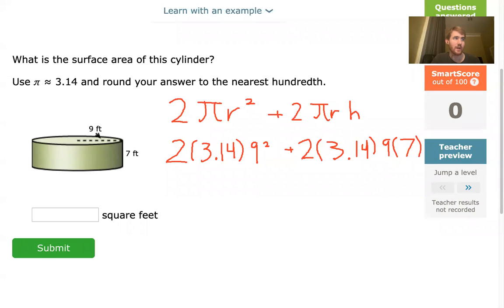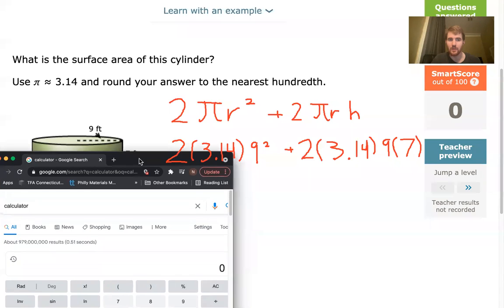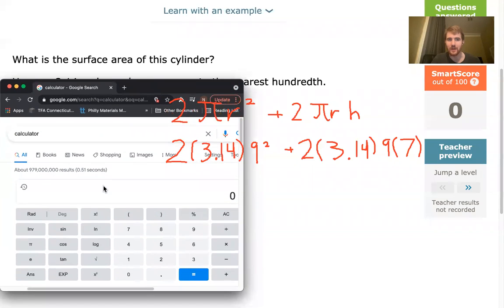So now, if you want to practice your math, you are welcome to do this on a piece of paper. I do not particularly want to. I mean, I want to practice math all the time, but right now I just want to solve this problem. So let's plug it in.